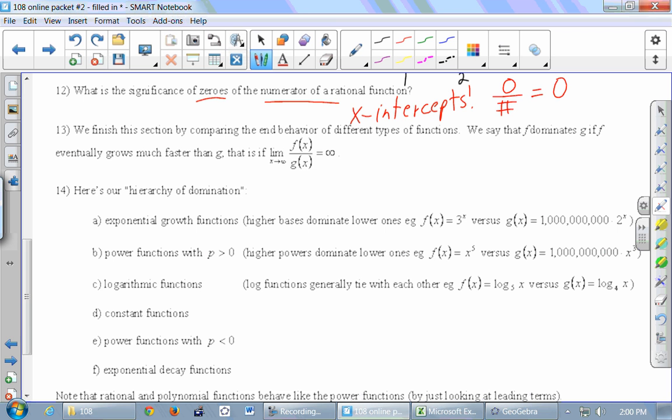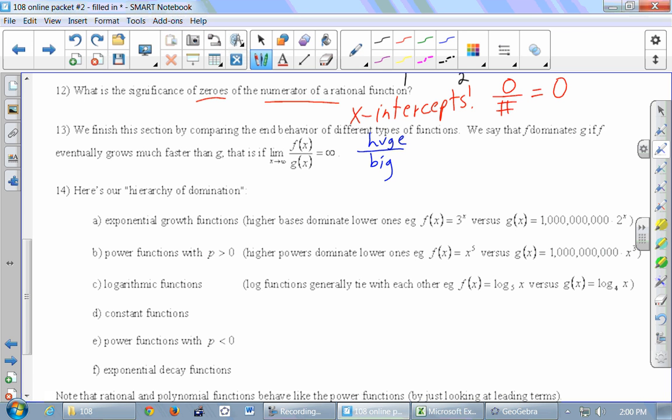We finished this section by comparing the end behavior of different types of functions. We say that f dominates g if f eventually grows much faster than g, that is to say, if the limit as x approaches infinity of f of x over g of x is infinity. So if the top gets big much faster than the bottom does, then essentially maybe the bottom is big, but the top would be huge. So that's what we're saying when we say that f dominates g, and something huge over something that is only big, the whole thing is still huge.